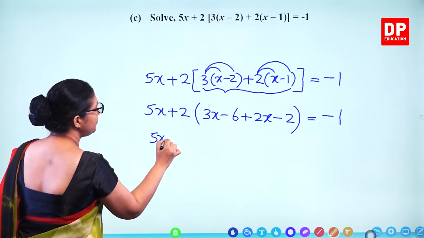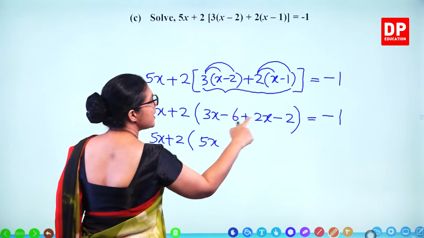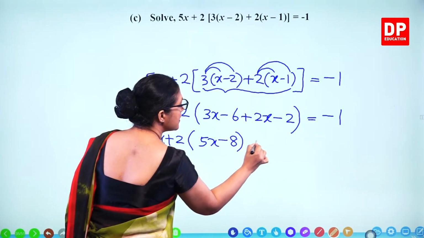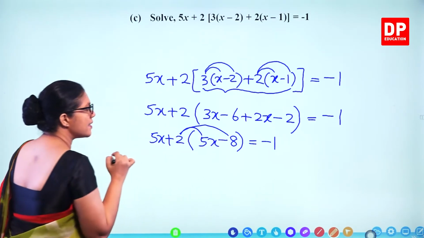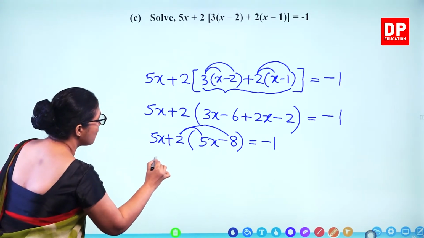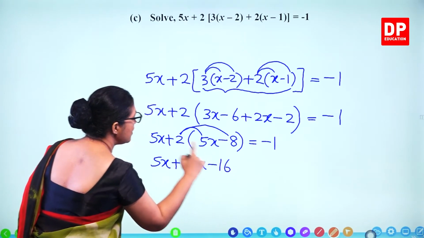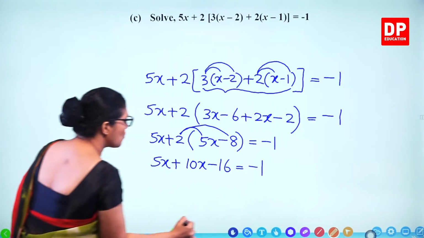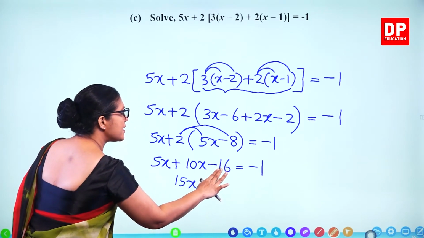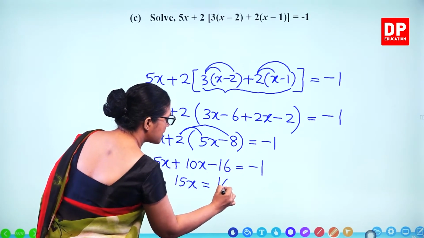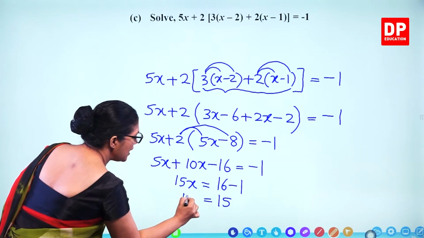Simplify. Inside, 3x and 2x, 5x, minus 6 and minus 2, minus 8. Then, now you can open brackets here. Multiply by 2. 5x. 2 times 5 here, 10x minus 16, 2 times 8 is equal to minus 1. 5 and 10 becomes 15x. Minus 16 when you take it to the other side, plus 16. So, you get 15 equals 15x.